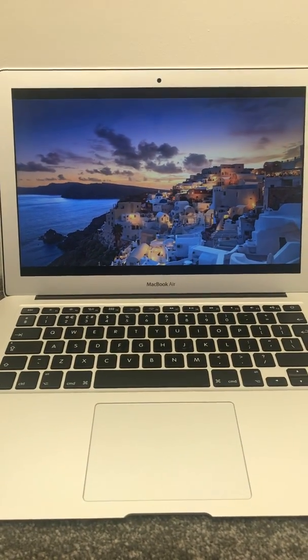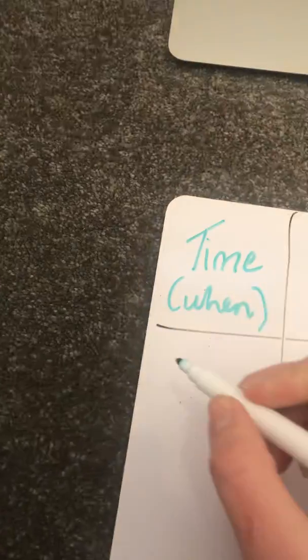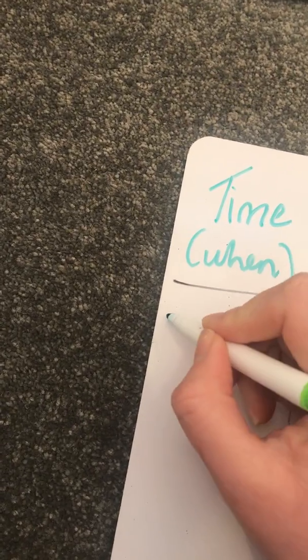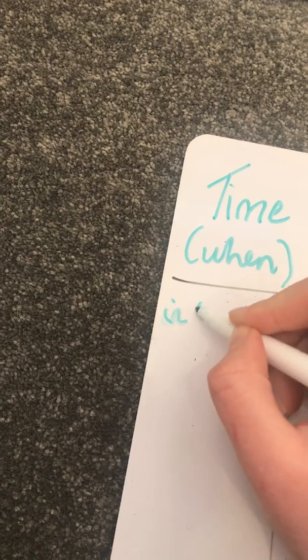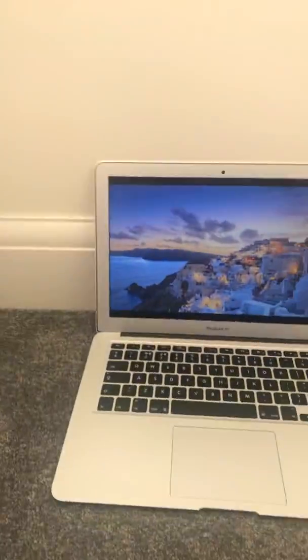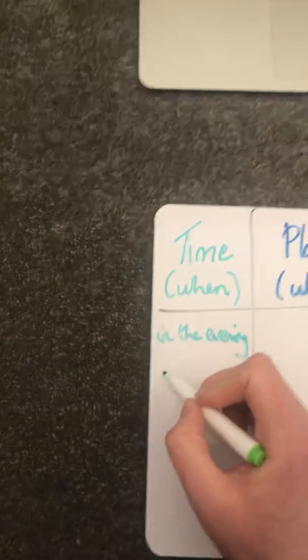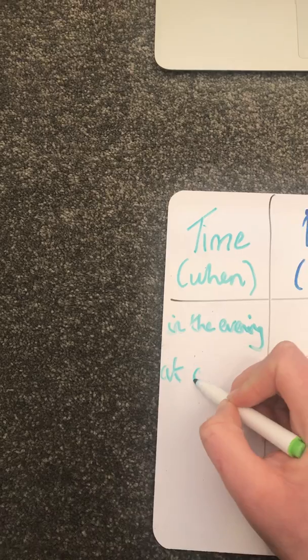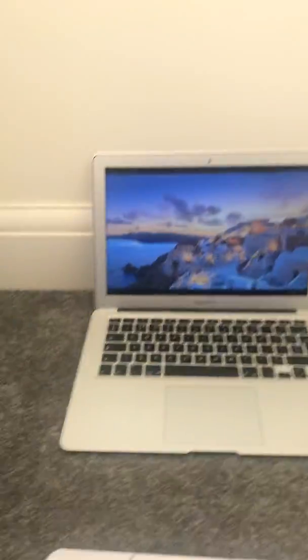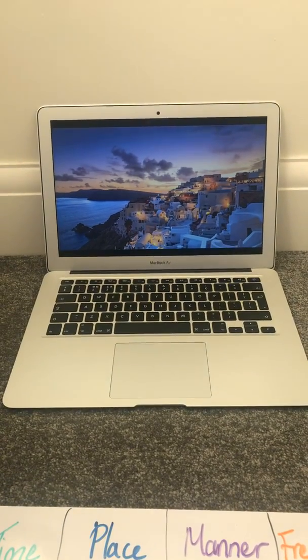When do I think that is happening? I could say it's happening in the evening. I might say at night time or at dusk, because it looks like the sun is going down, it's a bit cooler, the colours there.